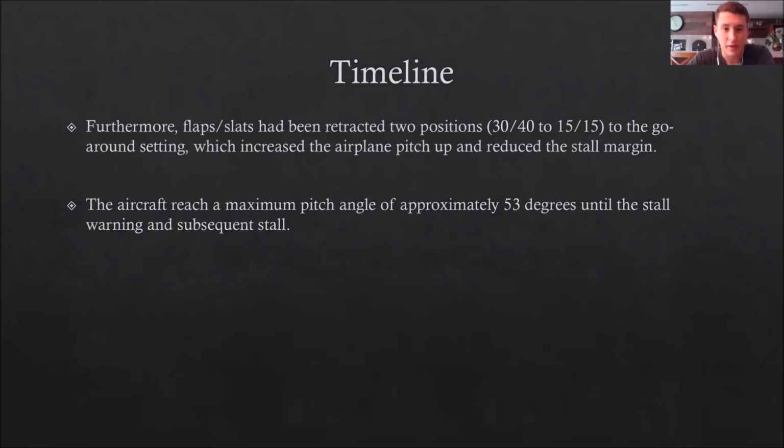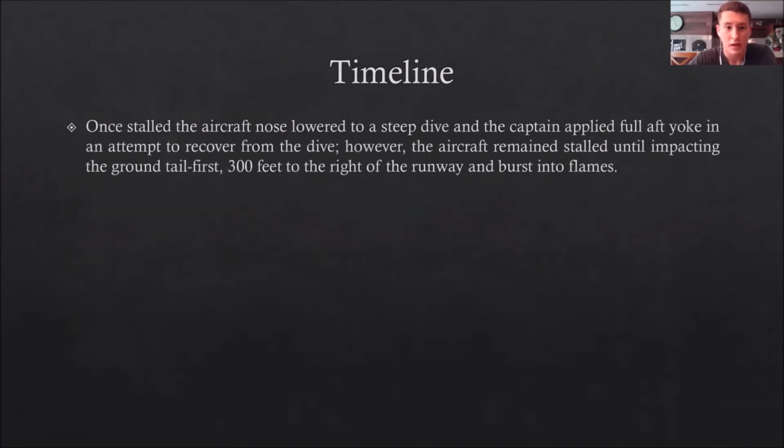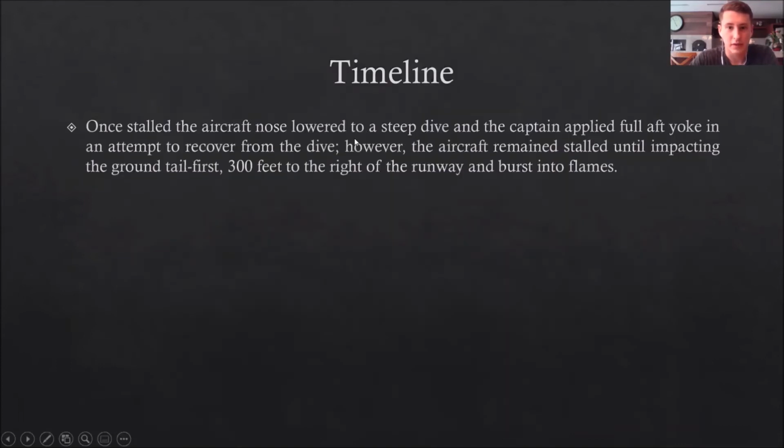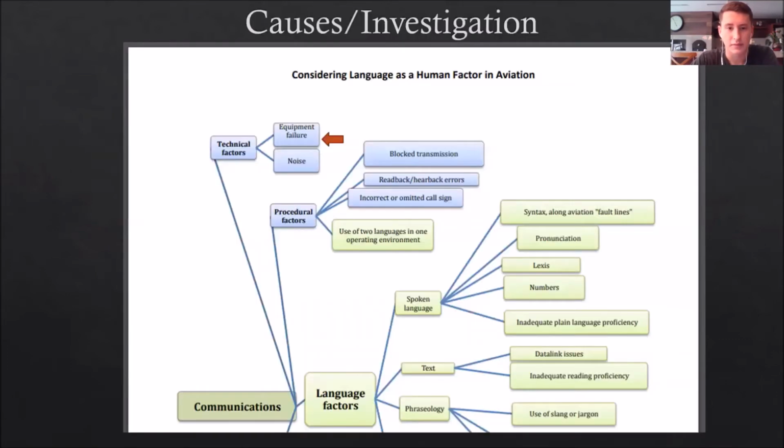So the aircraft reached a maximum pitch angle of approximately 53 degrees until the stall warning and the subsequent stall. And at the final, the aircraft was stalled, and it fell 3,000 feet, impacting the ground tail first, and burst into flames.